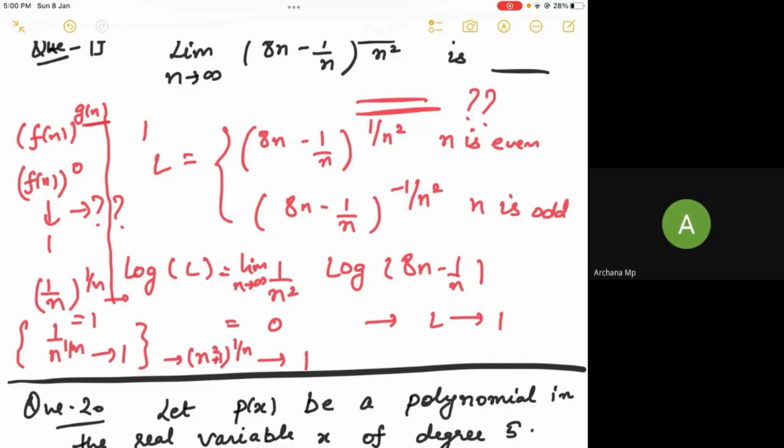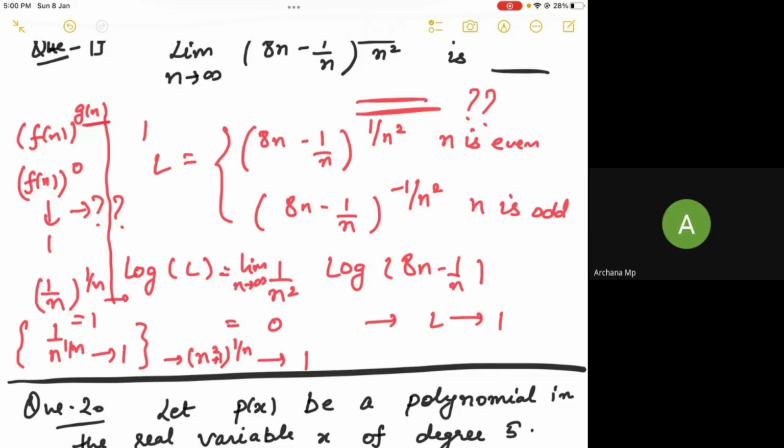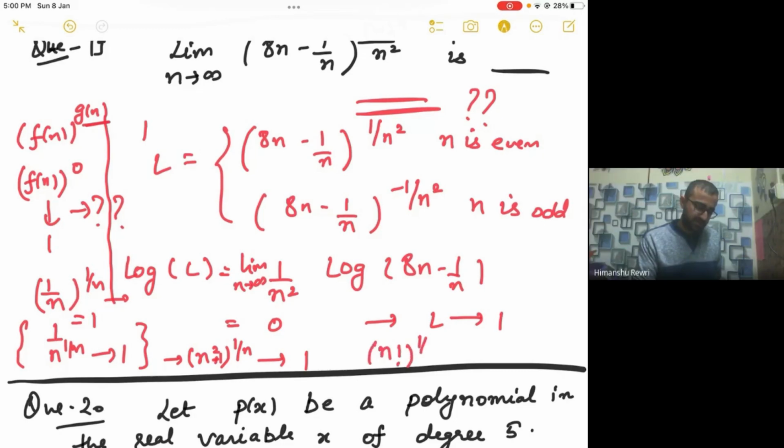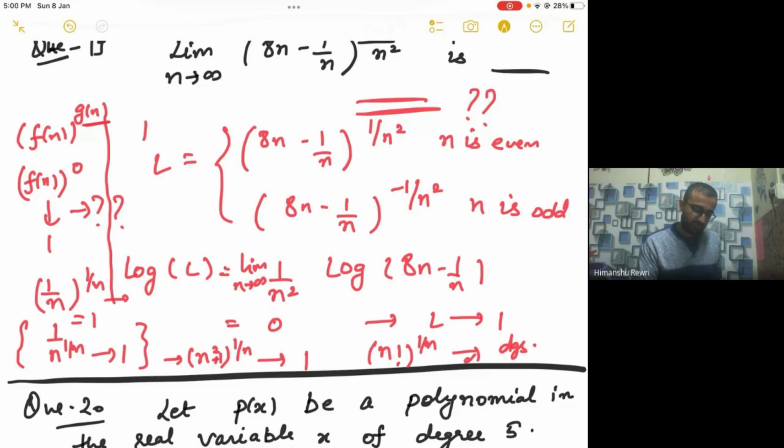Sir, n factorial power 1 by n. Sorry? N factorial raised to the power 1 by n. Where will it go? It diverges. It goes to infinity. So this is not a correct way of doing it. There are many counterexamples. For some functions, like this one, it will go to infinity.